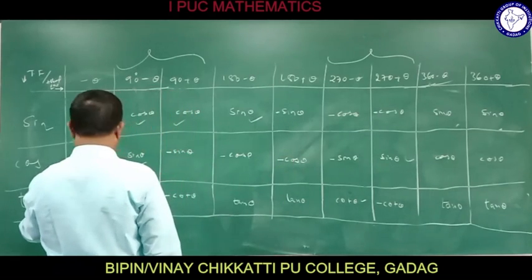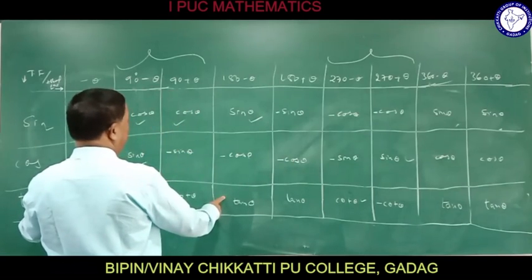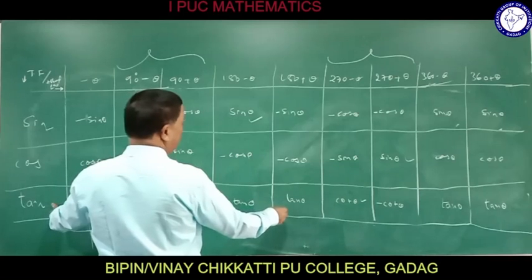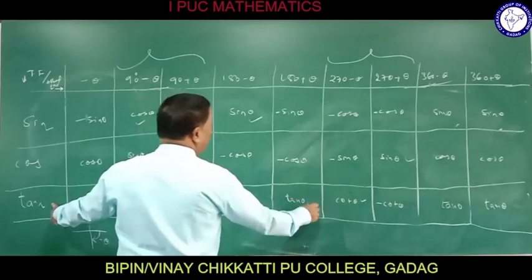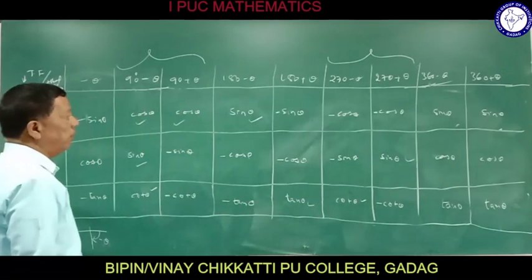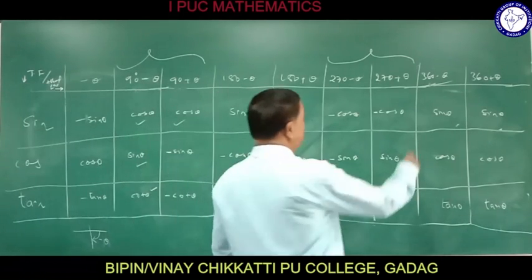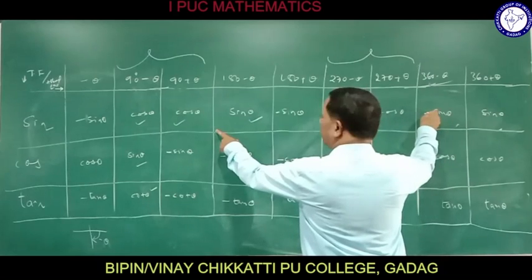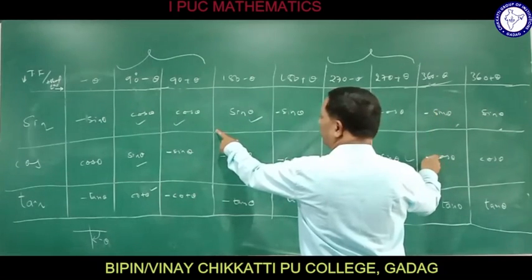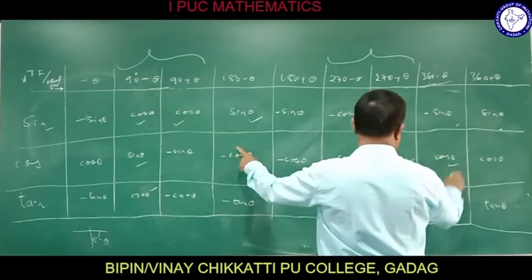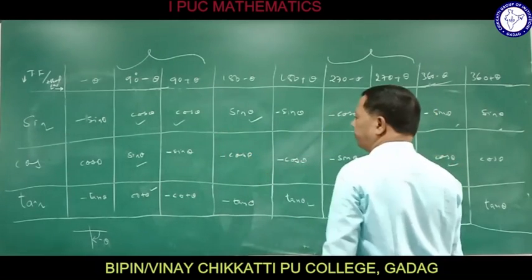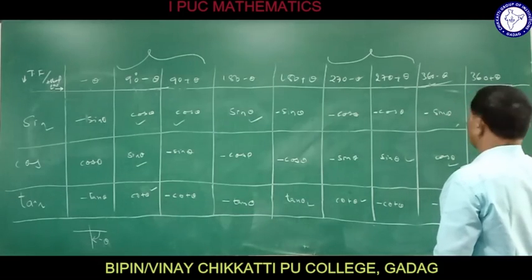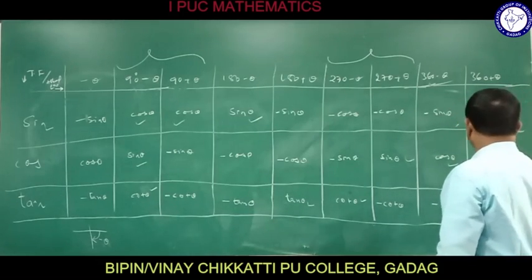And when you see tan of 180 minus theta, it is in the second quadrant, so it is negative, and 180 plus theta, third quadrant, it is positive. Now coming to the last, you see that sine of 360 minus theta, the fourth quadrant, sine is negative, and cos is positive, and tan is negative. Now 360 plus theta, first quadrant, it is also positive, and this is also positive, and this is also positive.